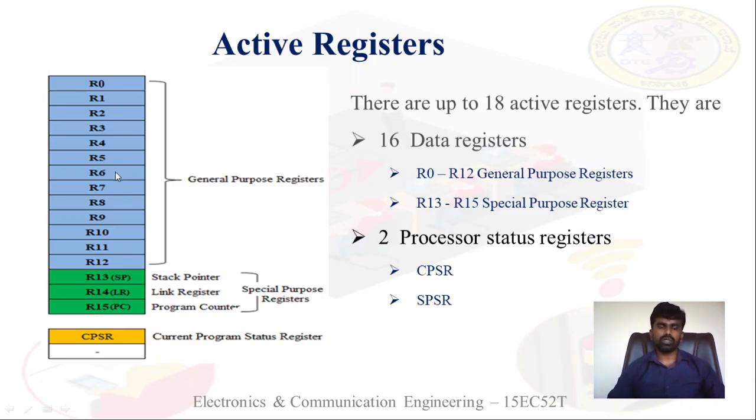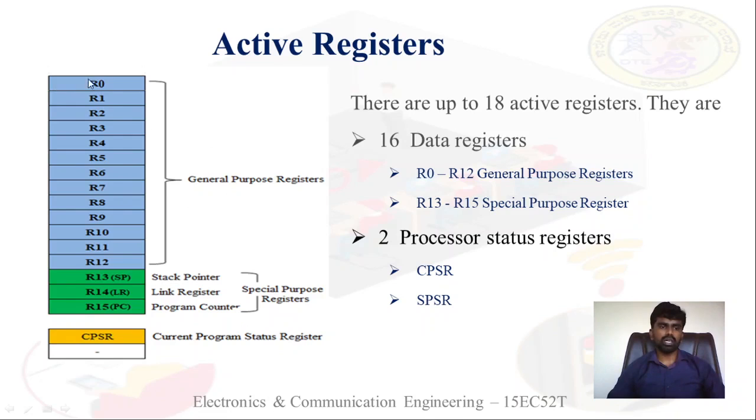Along with the user mode, there are 6 other modes also available. That is abort mode, supervisory mode, IRQ mode, FIQ mode, system mode, undefined mode. The details of all these processor modes will be discussed in the upcoming lecture. So in this class, we'll talk more on registers.